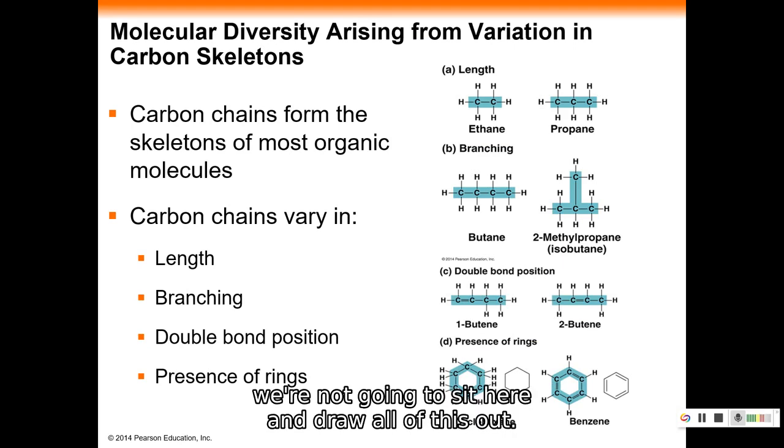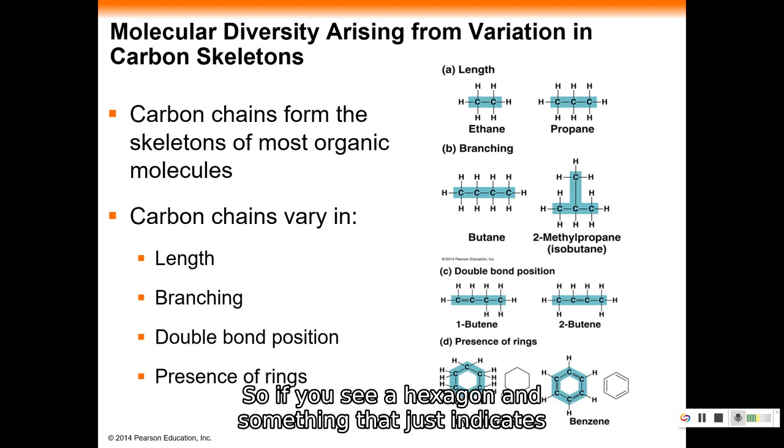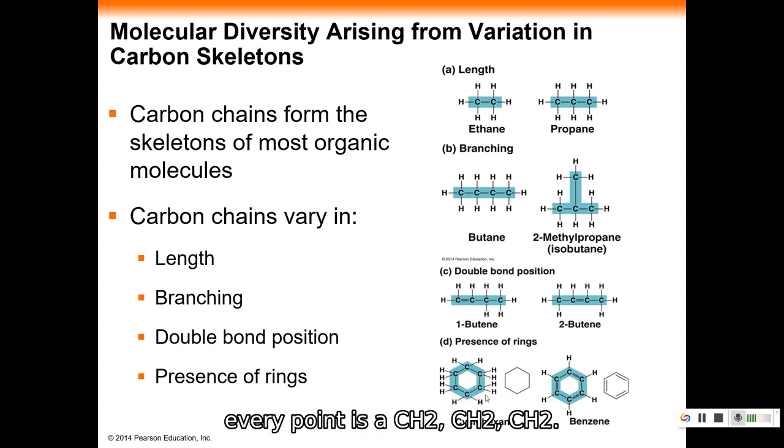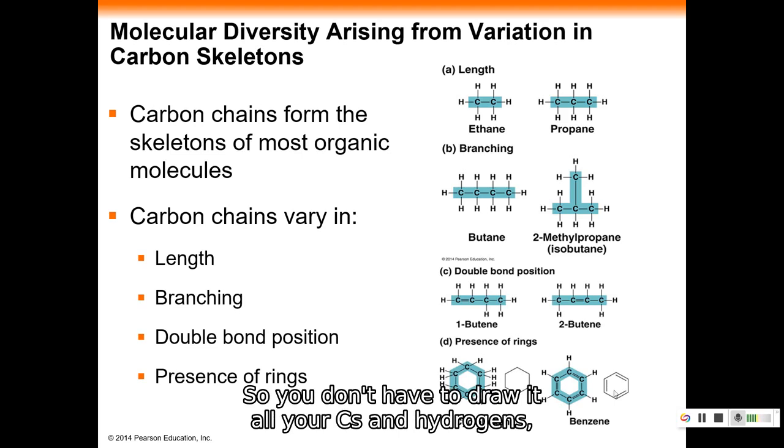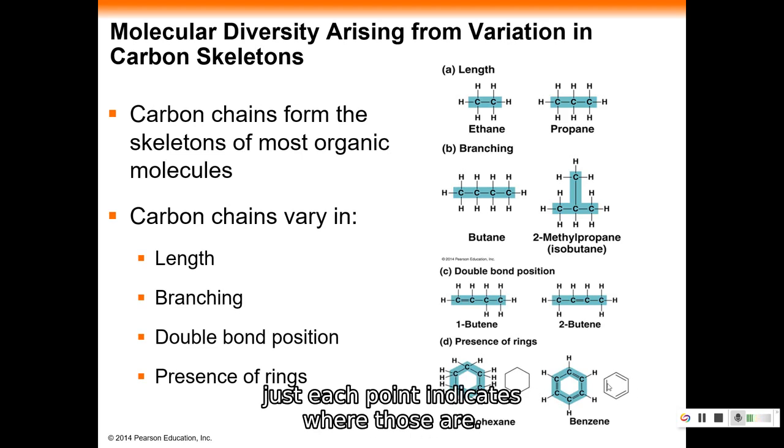When we have these rings, we're not going to sit here and draw all of this out. So if you see a hexagon in something, that just indicates every point is a CH2, okay? CH2, CH2. Here in benzene, you can see it's alternating, so this shape indicates this molecule. So you don't have to draw out all your C's and hydrogens, just each point indicates where those are.